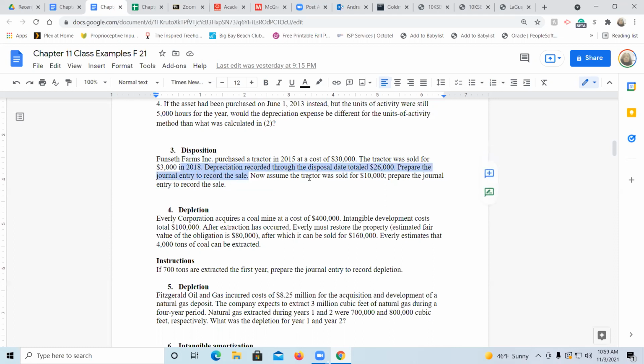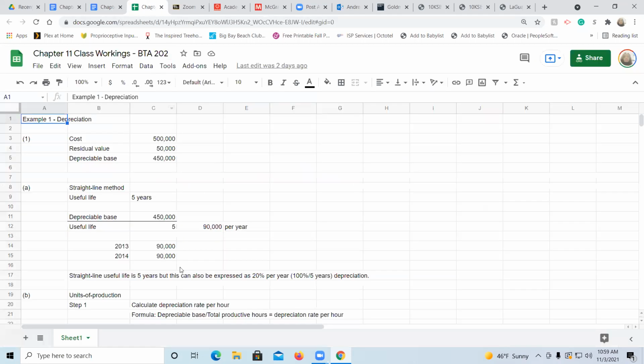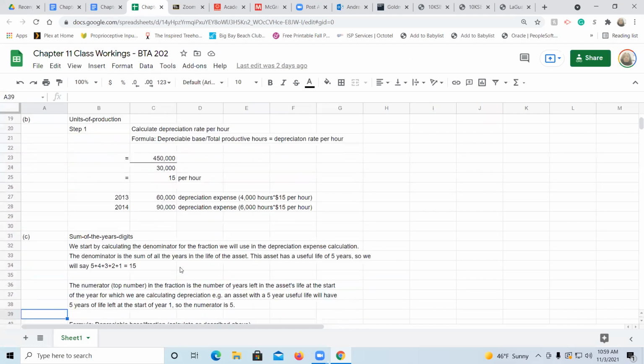So that's the first one. And then afterwards it says, now assume that the tractor was sold for more, right? For 10,000. So we'll start with a sale for 3,000, right? In this exercise. And so I'll go down here.